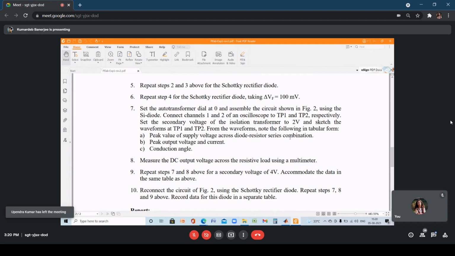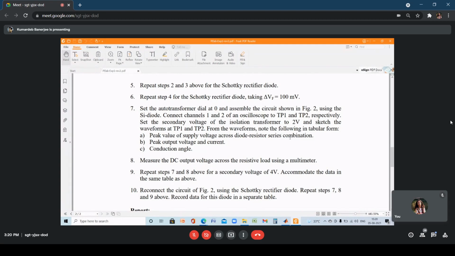And second is, what is the peak output voltage and current? At TP2, which is the voltage across the load, you look at the waveform, and from that you find out what is the peak value. It will be a half-wave rectified waveform, and from the plot you can find the peak value. It will be a graph with proper latitudes, so that you can find its values using a scale. Clear? And then what is the current?